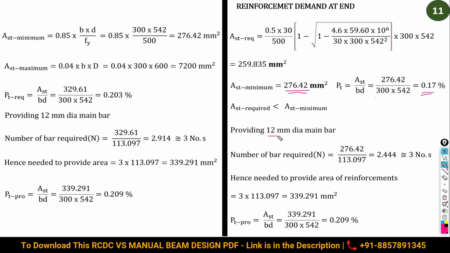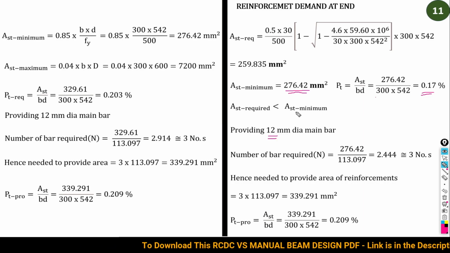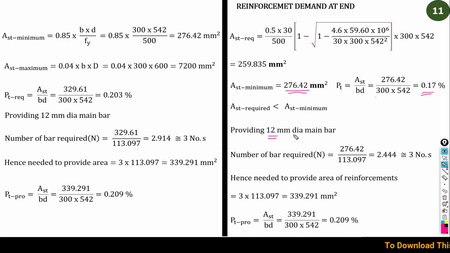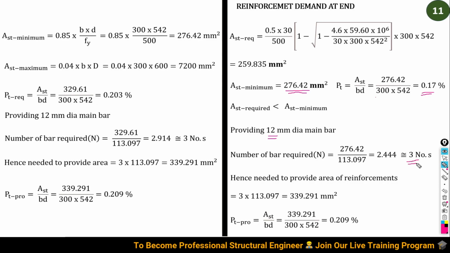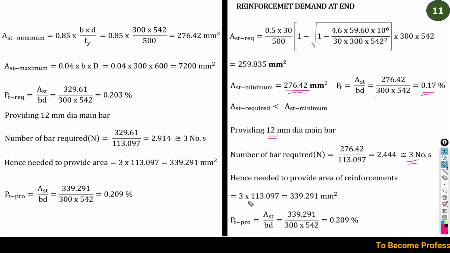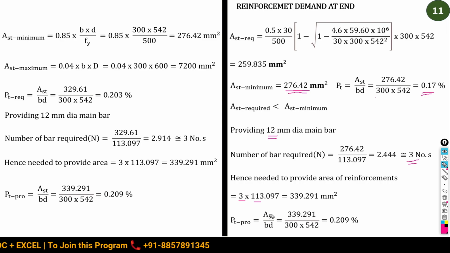Providing 12 mm diameter bars, as ST is less than minimum, that's why we are providing the minimum area of reinforcement. We are going to provide 12 mm diameter bars as the main reinforcement, as we did for the middle bottom face also. So 276 divided by 113.097 gives 2.44 bars required. That's why I am going to provide 3 bars as the negative reinforcement at the top face. Hence the area of reinforcement provided is 3 times unit area, 339.291 mm². How much will the percentage of reinforcement be? Again, ST divided by BD, 339.291 divided by 300.